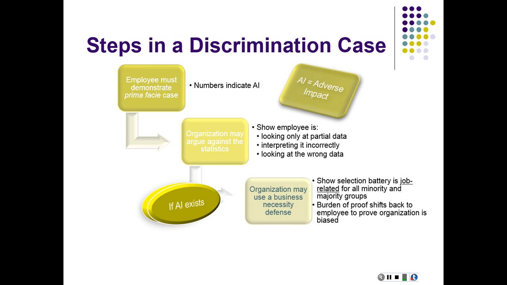Sometimes the organization can very reasonably argue against the statistics and say, you're reading this wrong. You're not taking everything into consideration correctly. But a lot of times they have to say, yeah, there's AI, but we need that. We need these sorting tools. These things are important skills, and it just so happens that one sex tends to have the skill set more, or whatever the majority group is. And then it becomes the employee's job to say, no, you're doing it to eliminate the minority group.